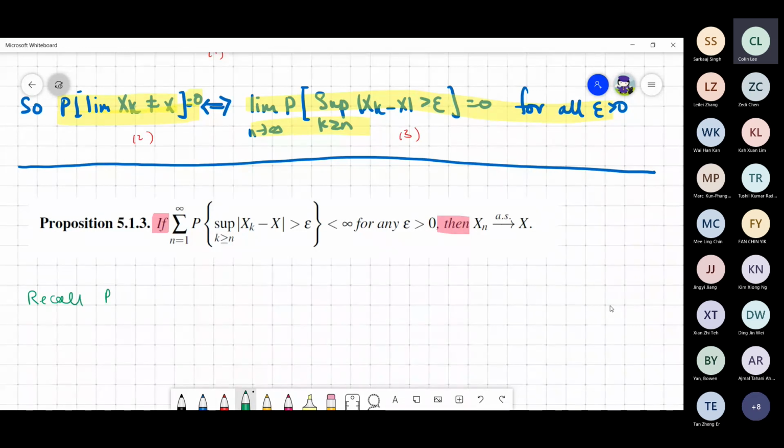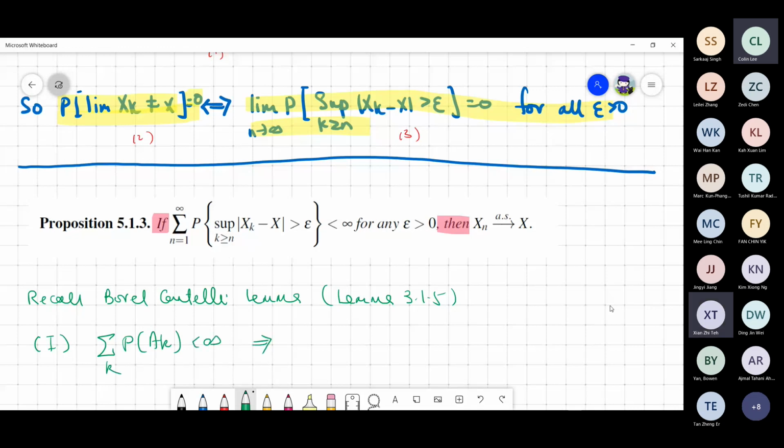Recall we have this Borel-Cantelli lemma, which is in chapter 3, lemma 3.1.5. The first Borel-Cantelli lemma says that if you have a sequence of events, and the summation of P(A_k) is less than infinity, then this will imply that P of the limit supremum of A_k is equal to 0. So this is our Borel-Cantelli lemma.